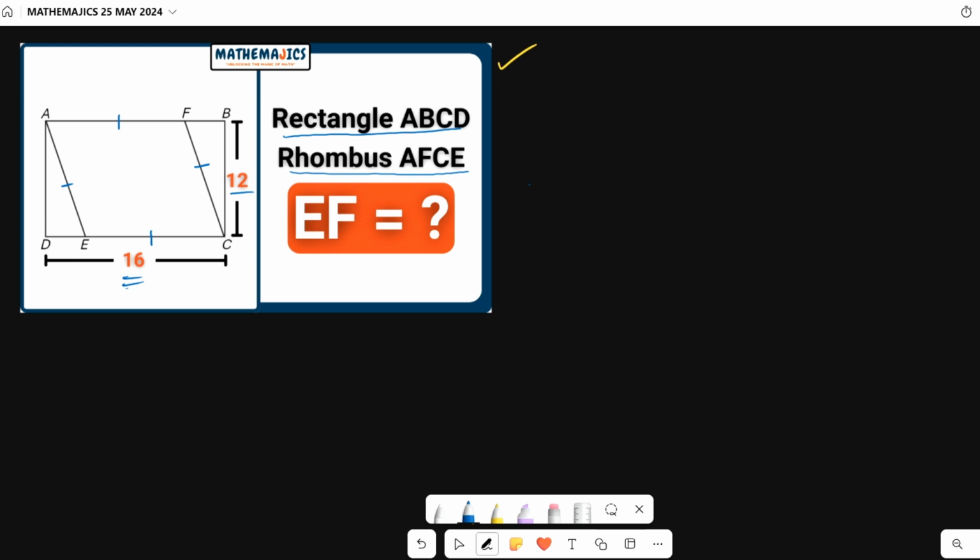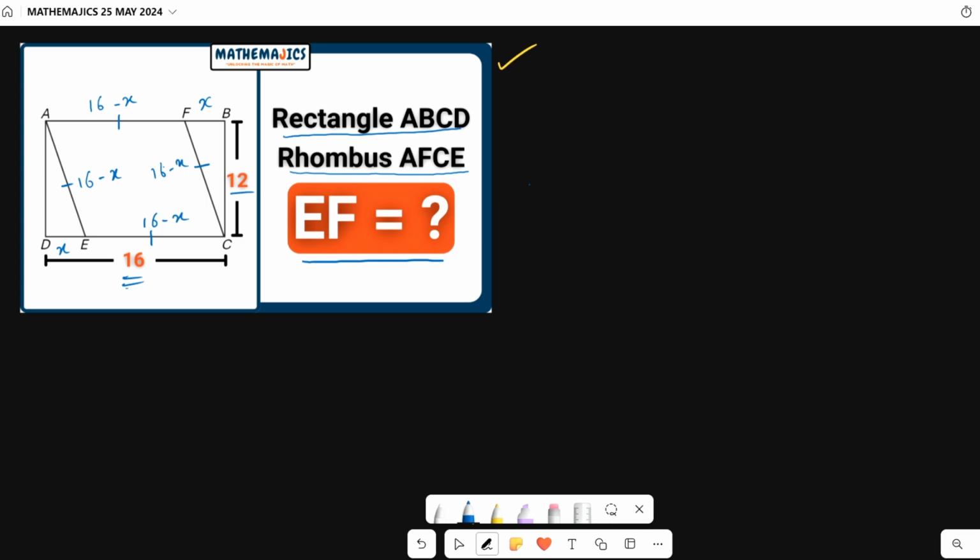Okay. And what do we need to find out? We need to find EF. So let's see how we can solve this question. Before starting the question, let's assume that the length of FB is x. If FB is x, AF will be 16 minus x. And as we know that all the sides of the rhombus are of equal length, FC will also be 16 minus x. EC will also be 16 minus x. And AE will also be 16 minus x. So look at EC. EC is 16 minus x. That means DE is also x, right?